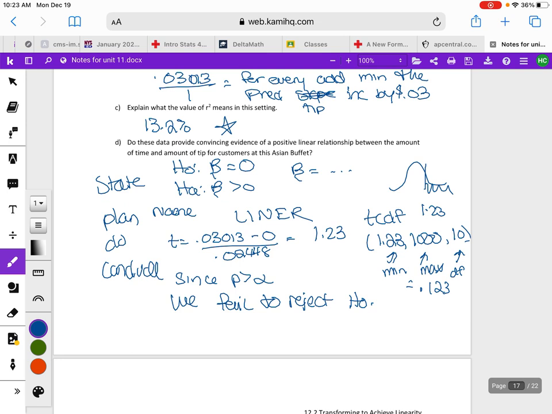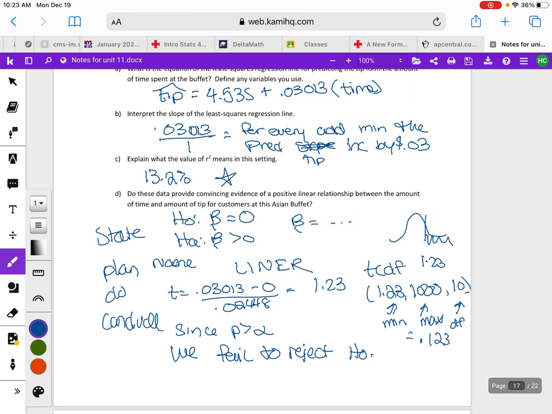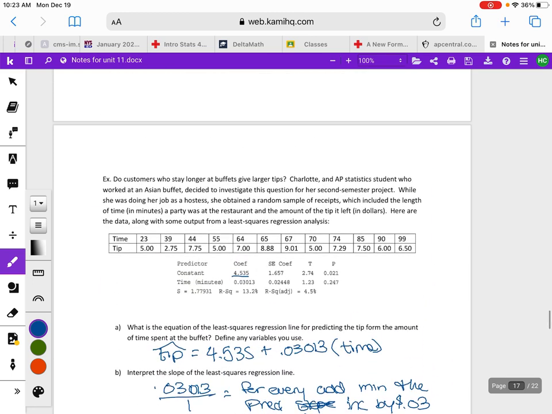Okay? Okay, so hypothesis test for slope. Lots of things that are similar, things that are different. I'm going to ask you to figure out what some of those are.